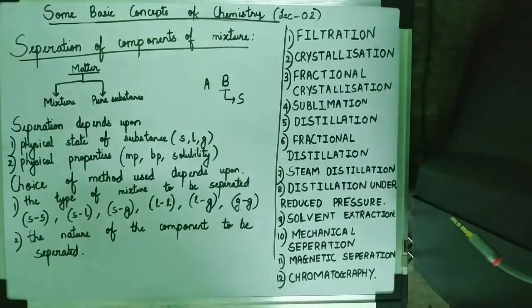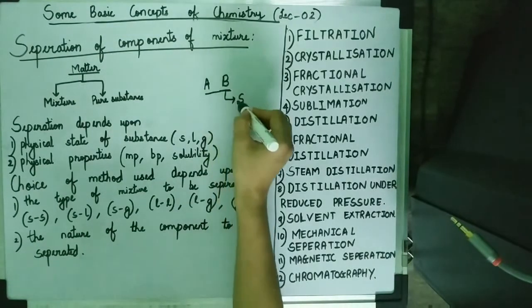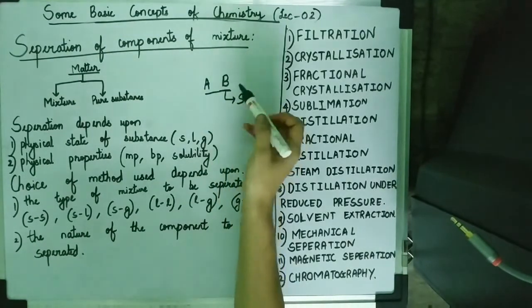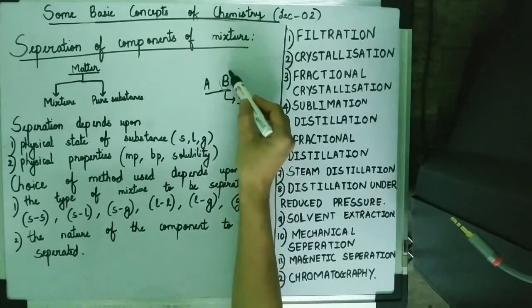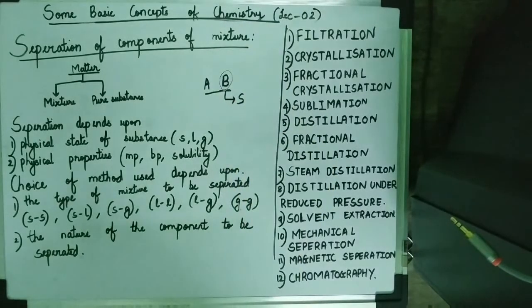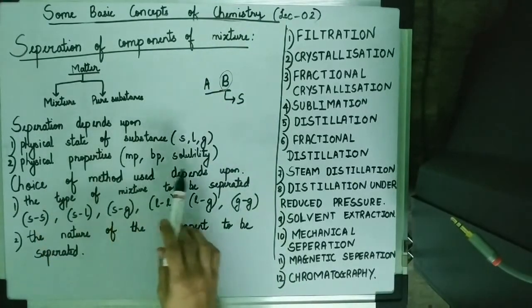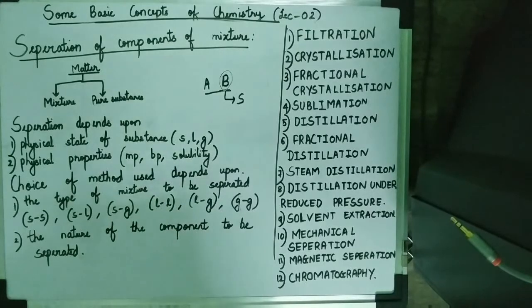Or if both of them are soluble in some solvent S, and we know that B is more soluble in solvent S than A, then also there is a different method for that. So physical properties are also important. So knowing these is important about the mixture that we are separating.